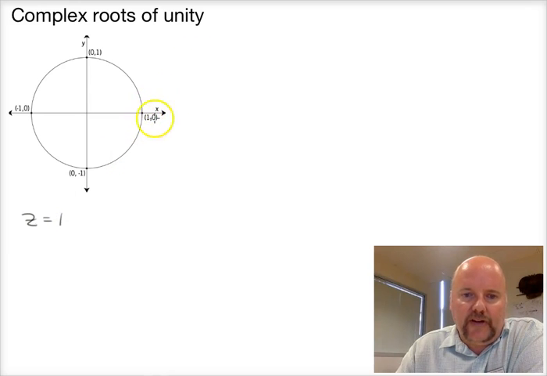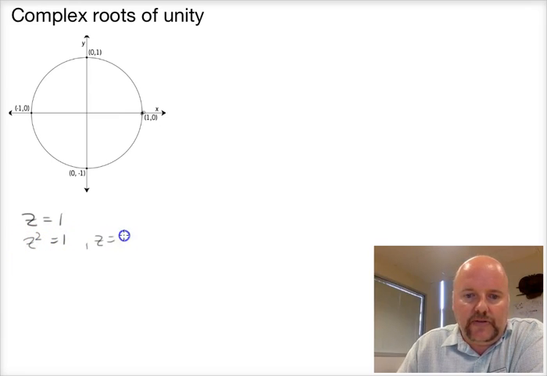Now, if I plot that, z equals 1, it's just here. And that's easy. Let's say we get z squared equals 1. Now, you've solved this before. Whether it's a complex number or a real number, if I said z squared equals 1, that means z equals plus or minus 1, because if you find the square root of both sides, you get plus or minus the square root of 1. So we've got an answer here, we've got an answer here. Because that's a power of 2, we've got two answers.